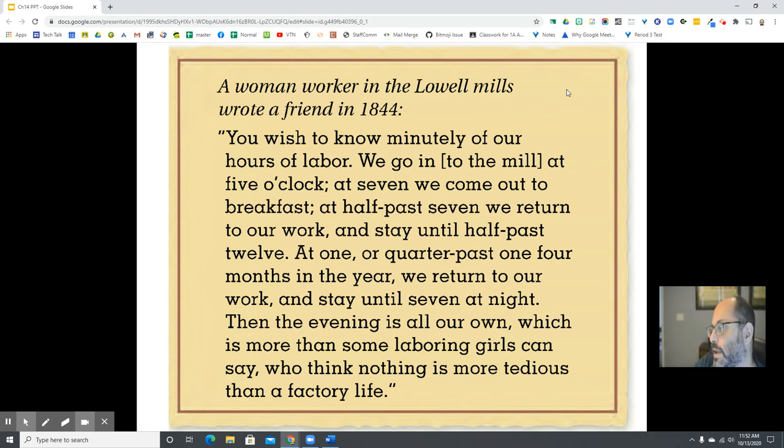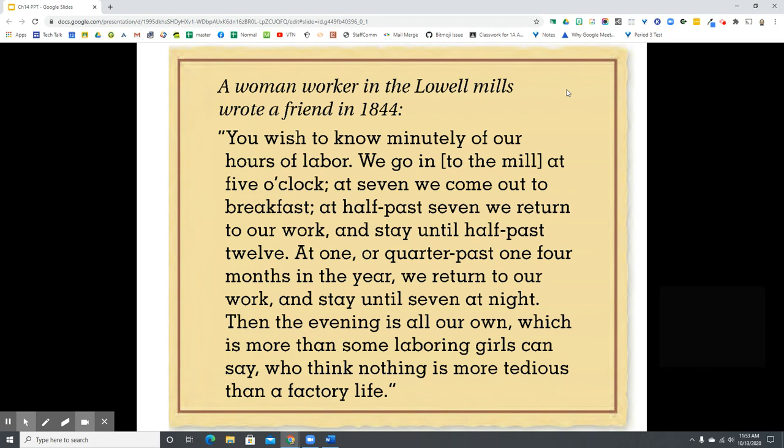You wish to know minutely of our hours of labor. We go to the mill at 5 o'clock. At 7, we come out to breakfast. At 7:30, we return to our work and stay until 12:30. At 1 or 1:15, 4 months in the year, we return to our work and stay until 7 at night. Then the evening is all our own, which is more than some laboring girls can say, who think nothing is more tedious than factory life.